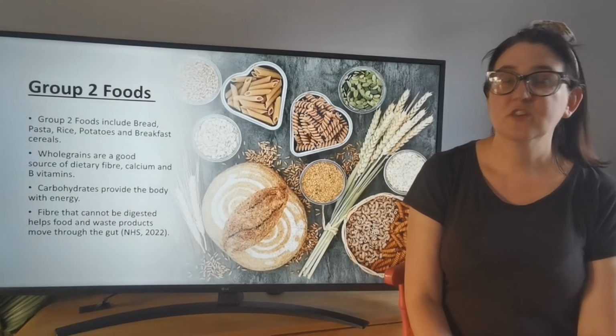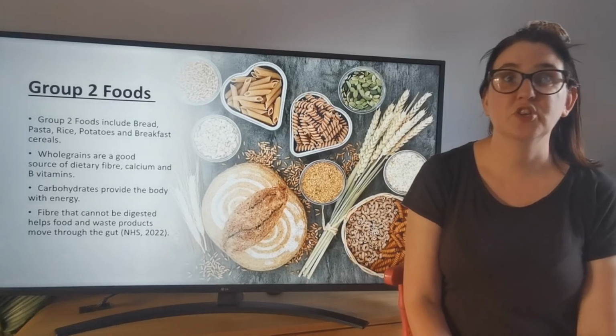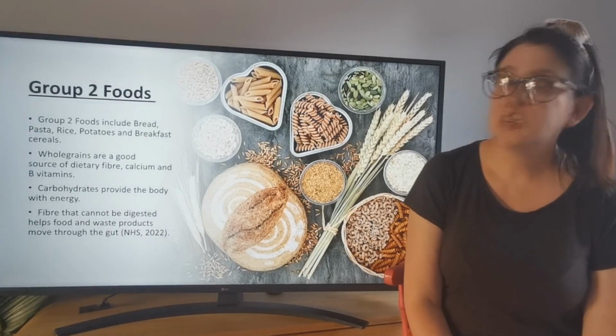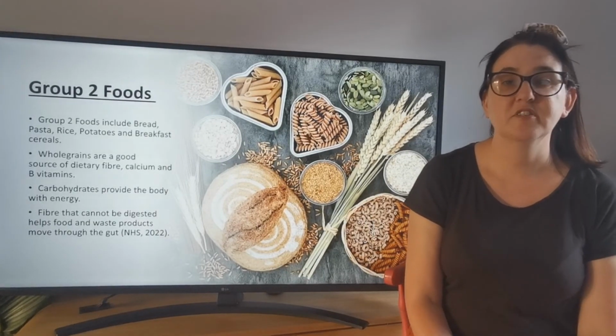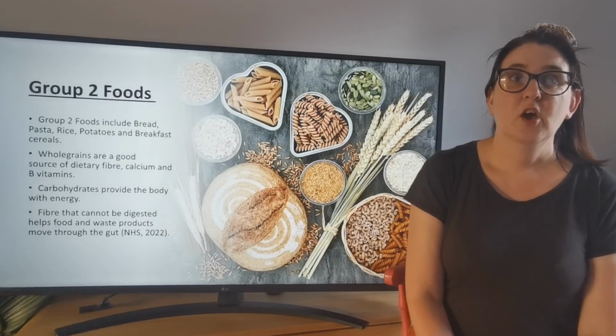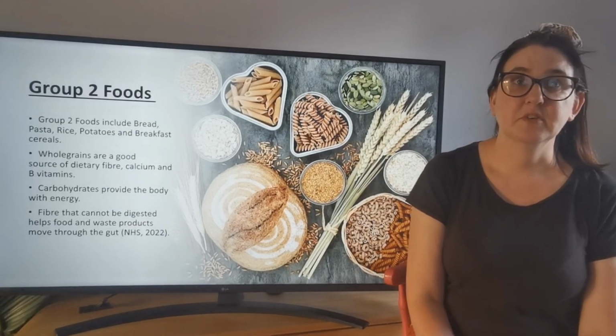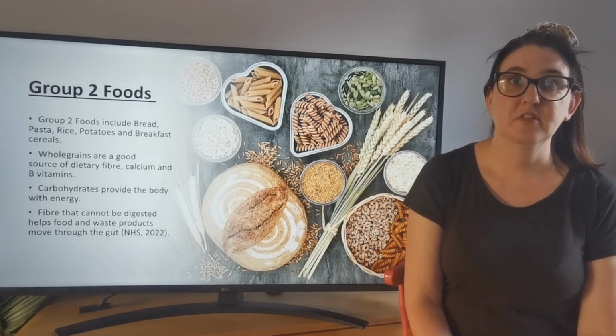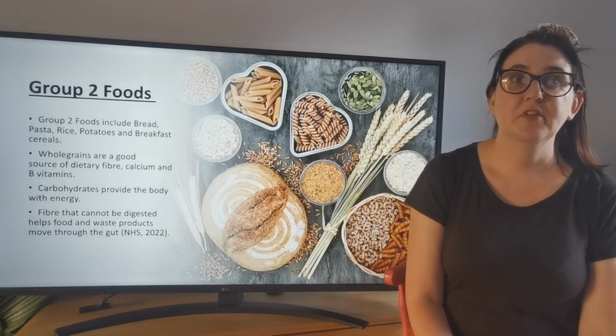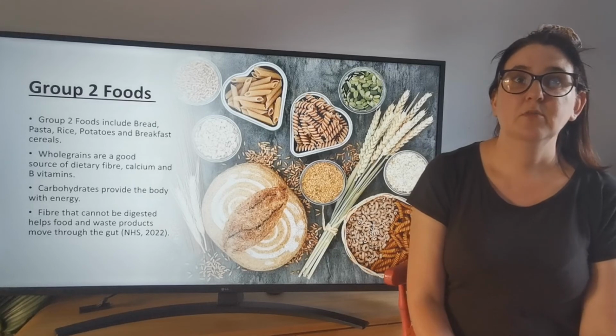Our diet should consist of 1/3 Group 2 foods. These are starches and include breads, pastas, rice, potatoes and grains. Whole grains are a good source of dietary fibre, calcium and B vitamins. Carbohydrates provide the body with energy. Fibre that cannot be digested helps food and waste products move through the gut.